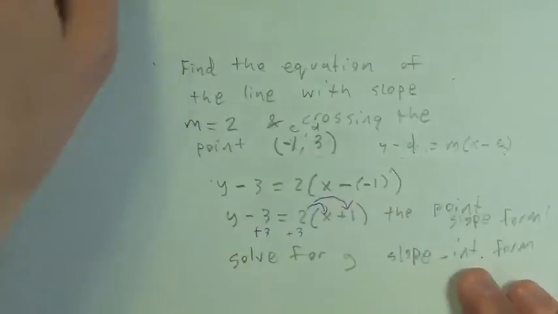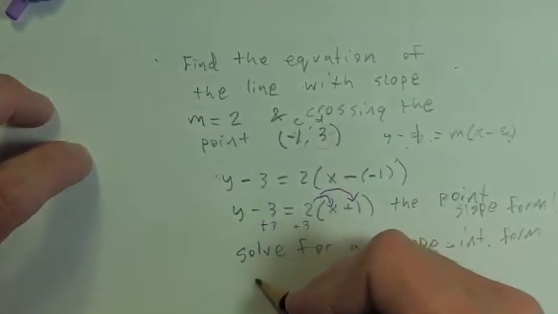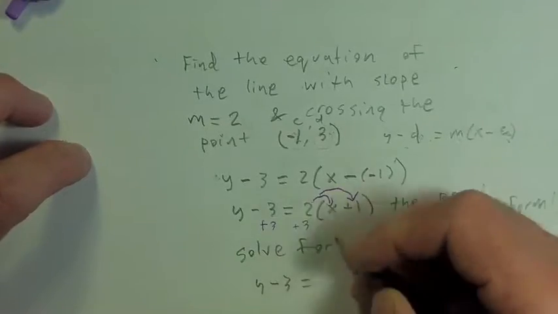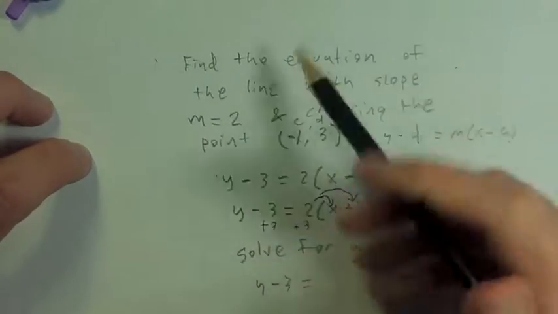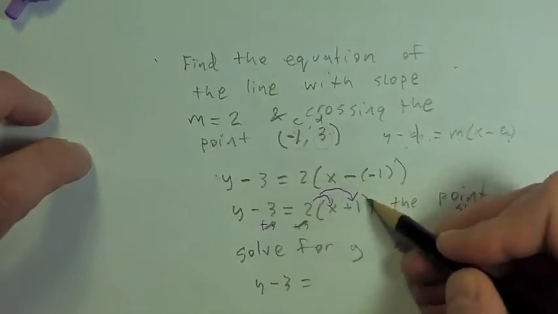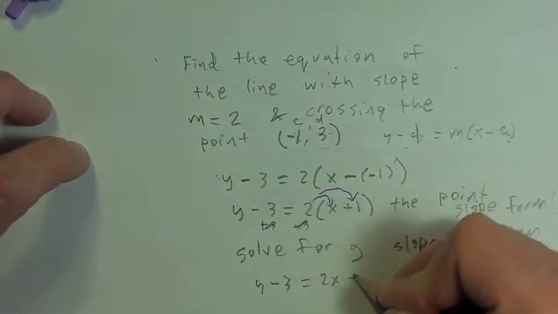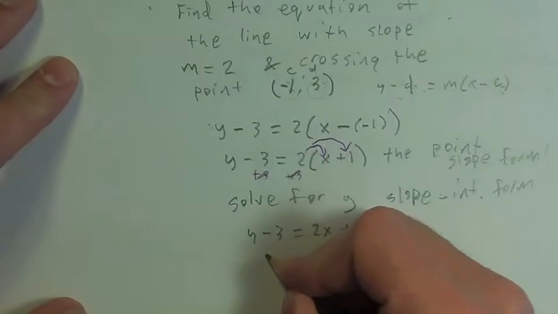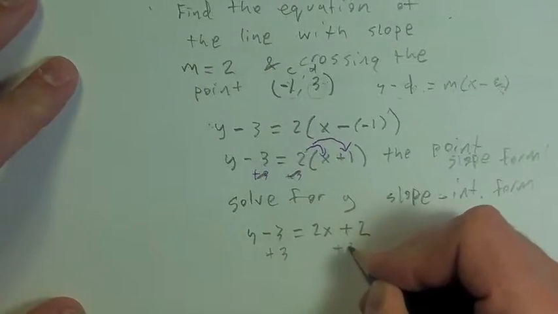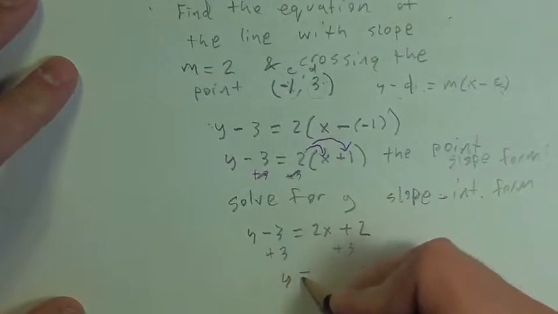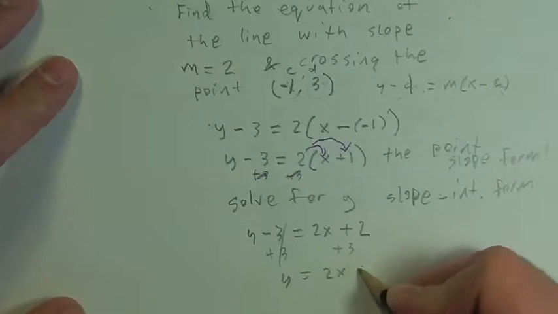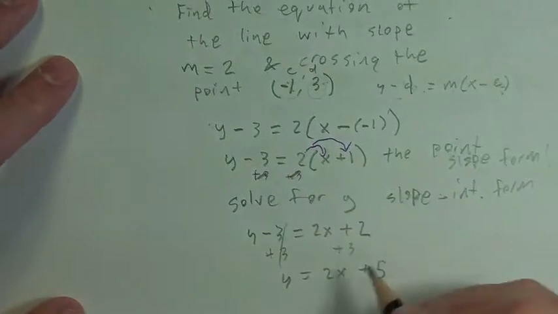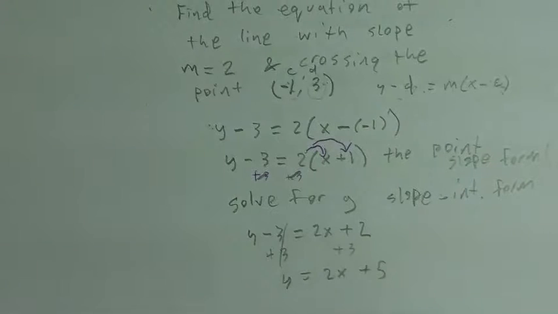So we will start by distributing the 3, so we have y minus 3 is equal, I'm sorry, I think I said that wrong. We're going to start by distributing the 2, and get 2x plus 2 on this side, and then I'm going to add 3 to both sides. So we'll get y is equal to 2x plus 5. And there we go. Here we're in slope-intercept form.